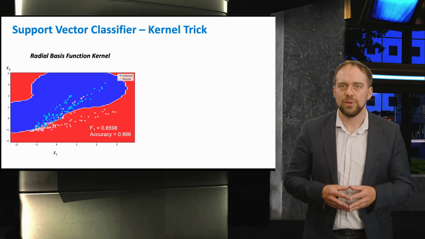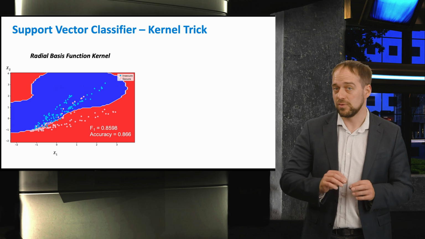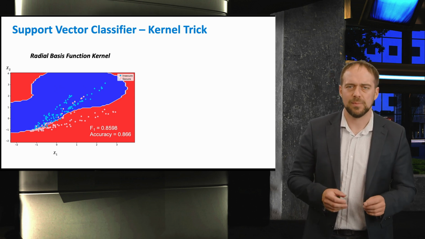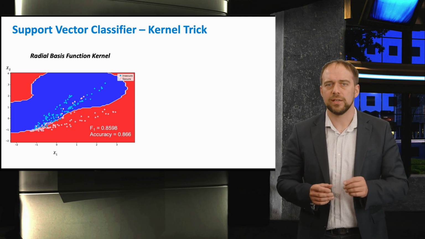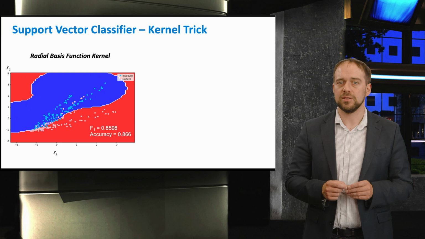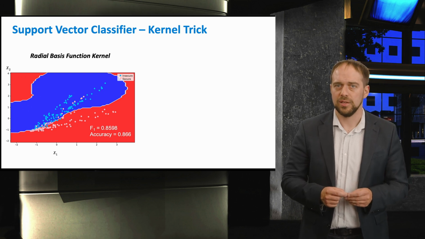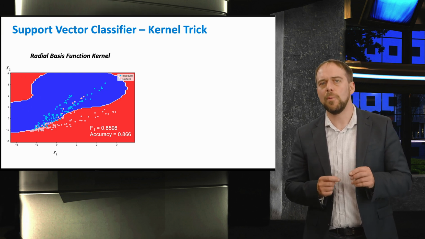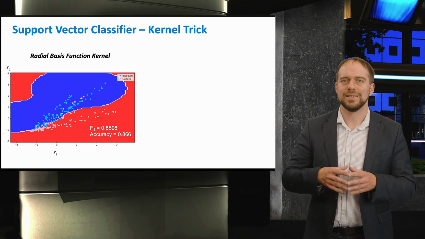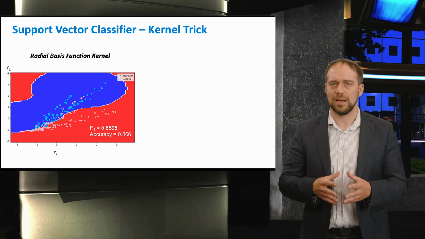But what if the data cannot be separated by a straight line? This is where the kernel trick becomes essential. This trick allows SVMs to classify data that is not linearly separable by implicitly transforming it into a higher dimensional space. On the slide, we see two examples.